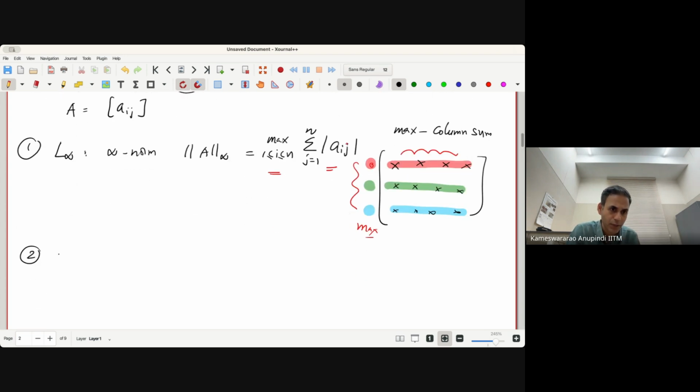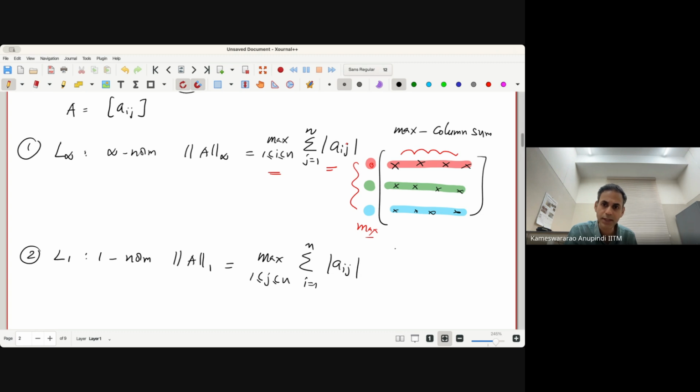So let's define what the L1 norm is. That is called the 1 norm. This is similar to what I have written above. This is called the 1 norm. This is the maximum over 1 less than or equal to j less than or equal to n of the sum, with i going from 1 to n, of modulus of aij.